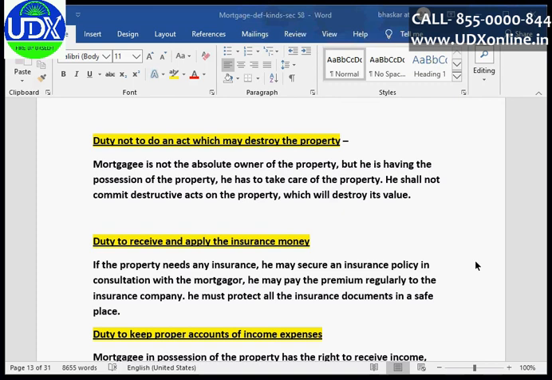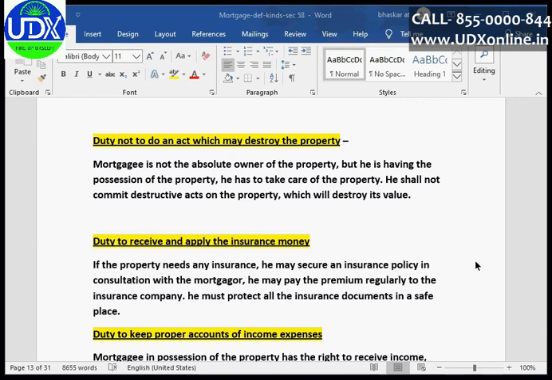He should not be in default there. By misfortune or something, if an accident takes place to that property, if there is a fire or some destruction to the property, then the law says, you the mortgagee, make an application to the insurance company and try to get the required insurance money and utilize that money in rebuilding, restructuring the same property to its originality.